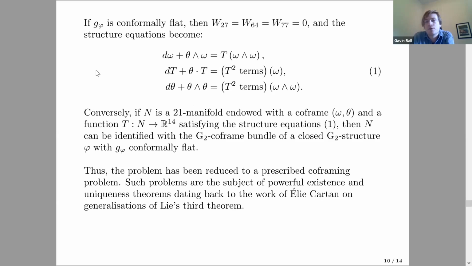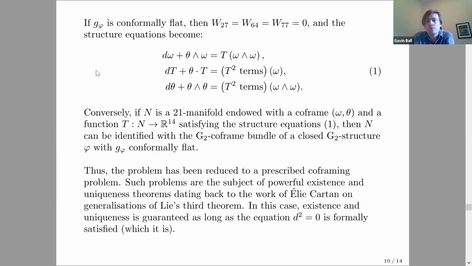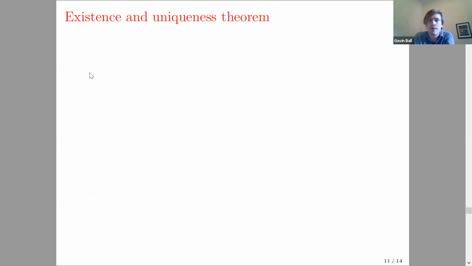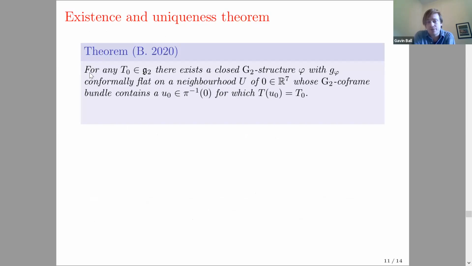Okay, so now applying one of these theorems of Cartan, you need to check that the equation d squared equals 0 is formally satisfied, which you could check, and it is in this case. So d squared equals 0 is formally satisfied. It doesn't introduce any new equations. So applying Cartan's result gives me the following theorem, which says that for any element of the Lie algebra of G2, I can find a closed G2 structure phi satisfying this conformal flatness condition on some open neighborhood of the origin in R7, whose G2 coframe bundle contains some coframe for which the value of the torsion function t at this coframe is t0.